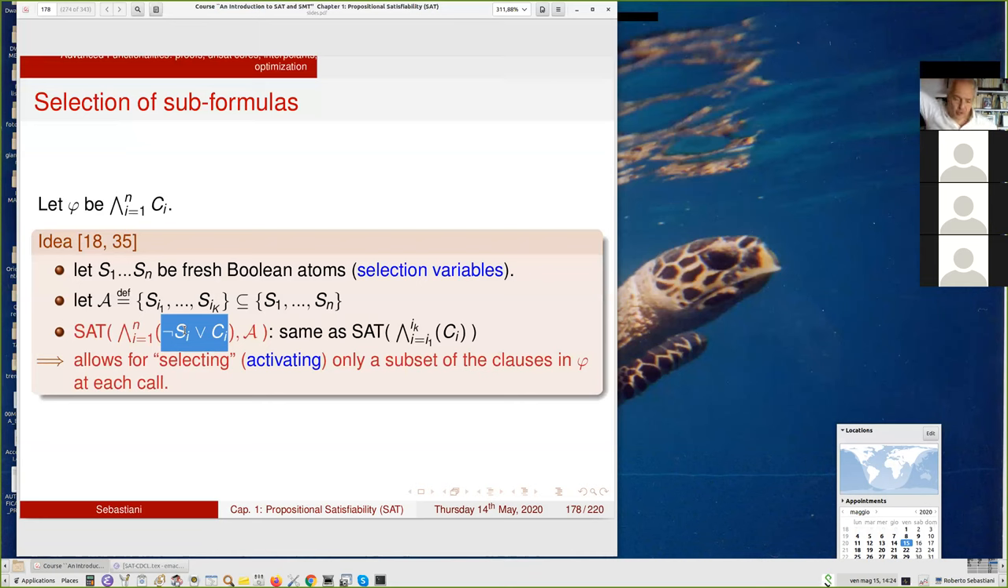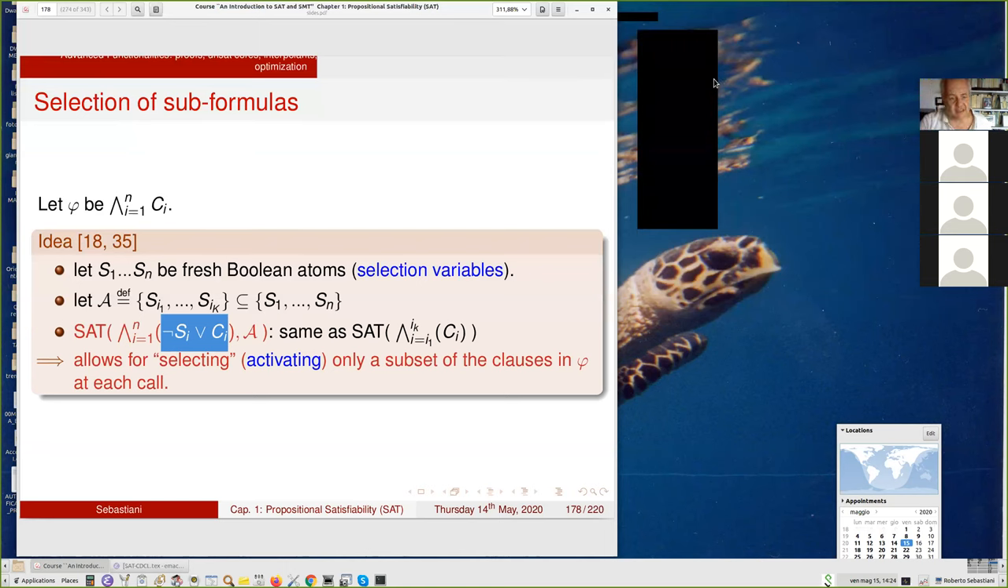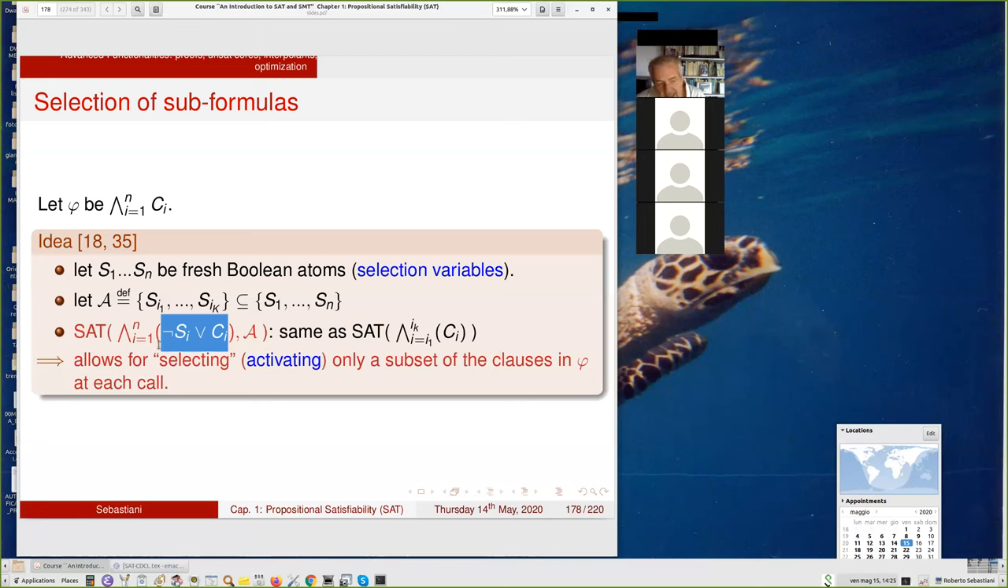Suppose you have a conjunction of 1,000 groups of clauses, right? And sometimes I use this subset of the formula, sometimes I use this other set of the formula. Well, you can rewrite the formula every time and call the SAT solver with different pieces, or simply take the big formula and every time switch on and off some of the pieces by just adding some activating variable or not. Okay? Is this clear? So this allows for selecting or activating only a subset of the clauses on every call. Okay, so far?